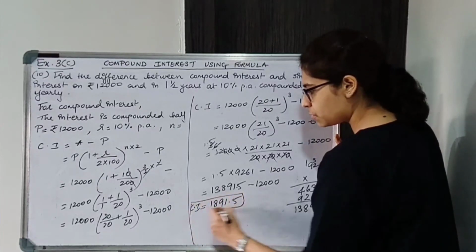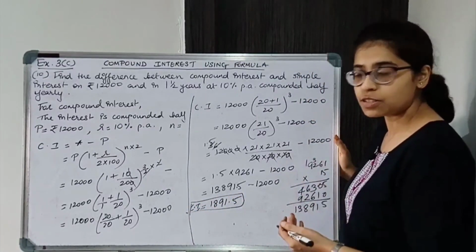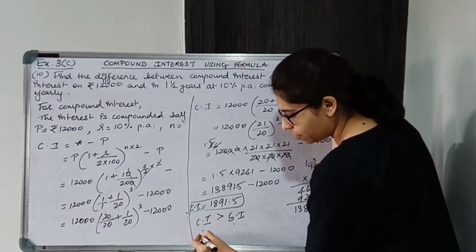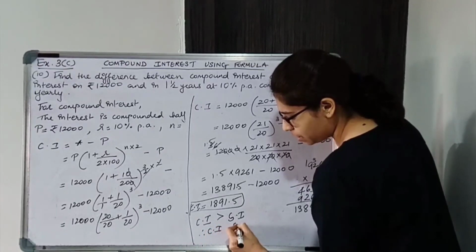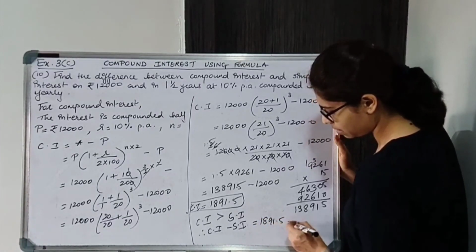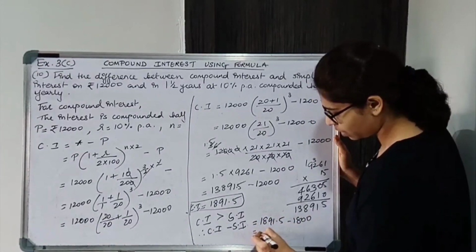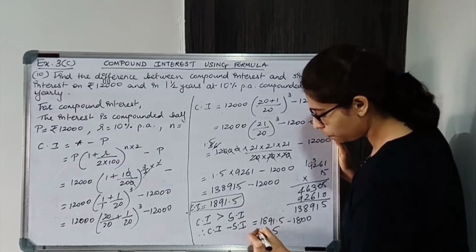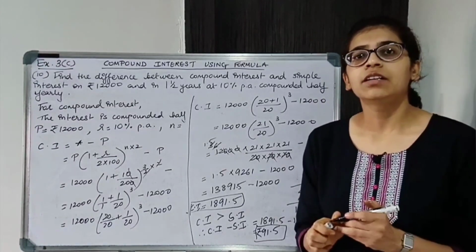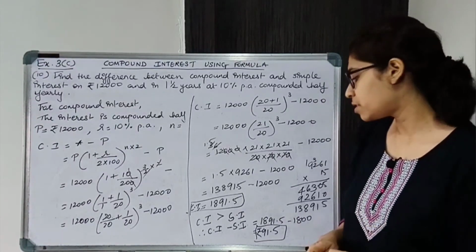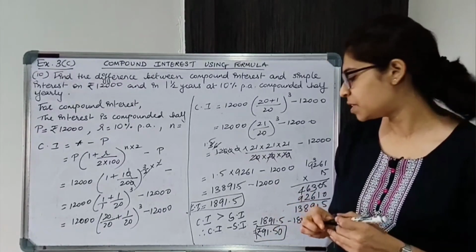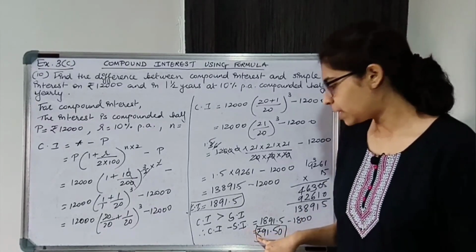We found compound interest, we know simple interest. Let us find the difference. We know that compound interest is greater than simple interest, so compound interest minus simple interest is equal to 1891.5 minus 1800. So that gives 91.5 rupees. So box this, write down the final statement. The difference in compound interest and simple interest is rupees 91.5. You can just add a 0 over here, so it can represent 50 paise. So don't forget the rupee symbol.